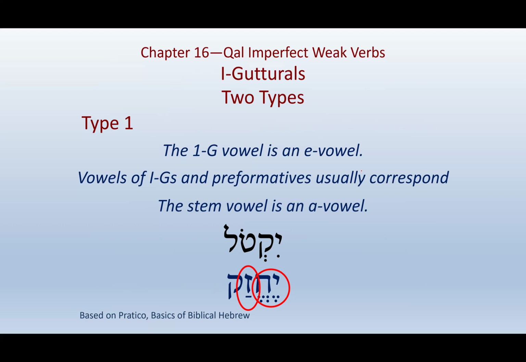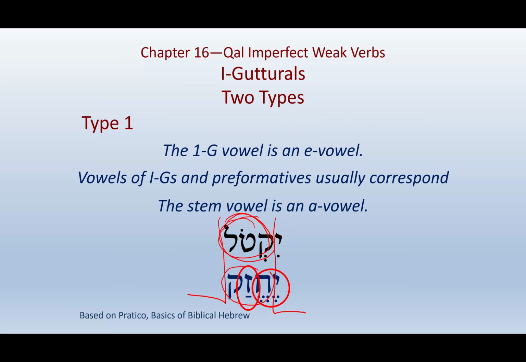The first type, we have the segol, E vowel, and we see that here. And when it has the reduced segol under the guttural, the preformative will mirror it. We'll have this double segol, or actually it's a segol and a reduced segol there. And the stem vowel is an A vowel. So that's one guttural. Again, the main thing is recognizing we have a preformative here. There's no subformative.